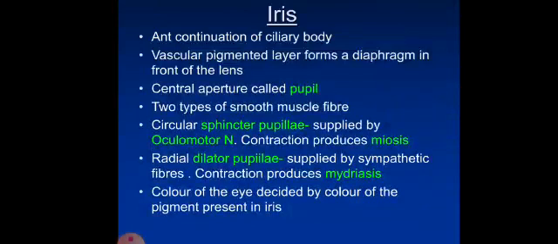The anterior continuation of the ciliary body is the iris. It's a vascular pigmented layer and forms a diaphragm in front of the lens. The central aperture is called the pupil. There are two types of smooth muscle fibers present here. The circular sphincter pupillae is supplied by the oculomotor nerve. Contraction produces miosis. The second smooth muscle is the radial dilator pupillae, which is supplied by the sympathetic fibers. Contraction produces mydriasis. The color of the eye is decided by the color of the pigment present in the iris. Please keep that point in mind.